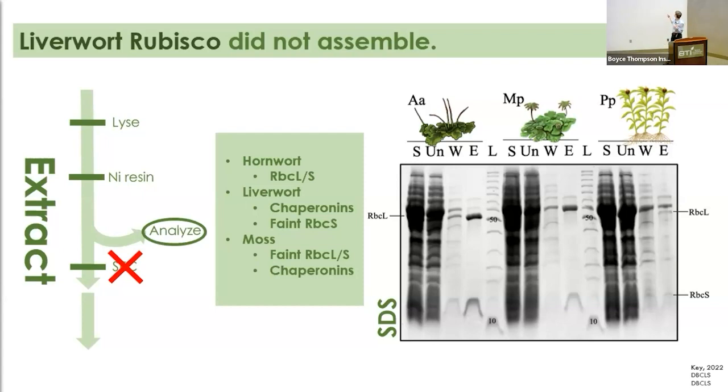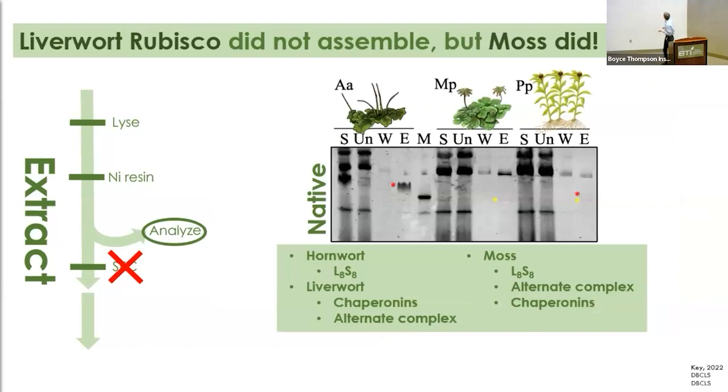Then if we look at the moss, we sort of get a mix between the two. We have a decently thick band for the chaperonins, but there is definitely a noticeable band for the large subunit. And then lower there, I promise you, there is some small subunit there. I think it leaked a little, but it is there. Since when we look at the native, we can see that the moss Rubisco did assemble.